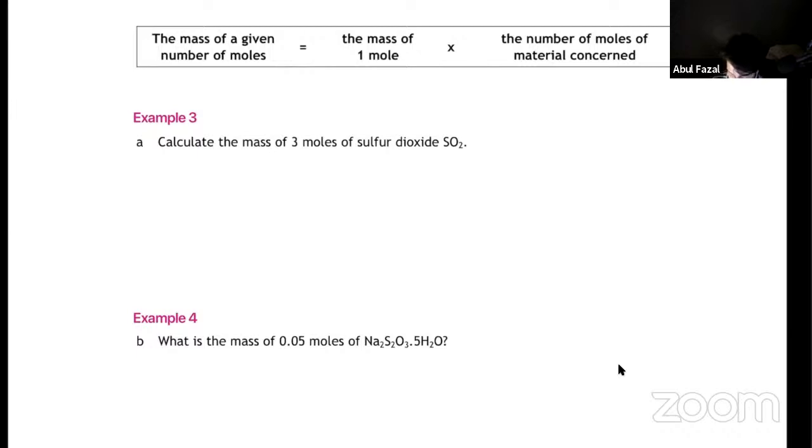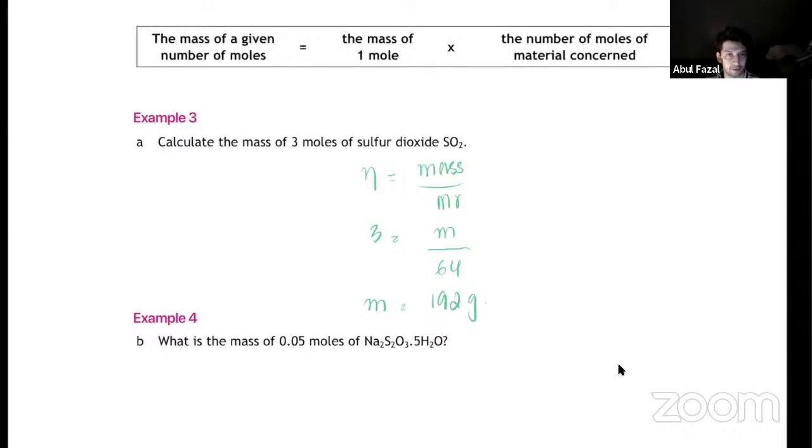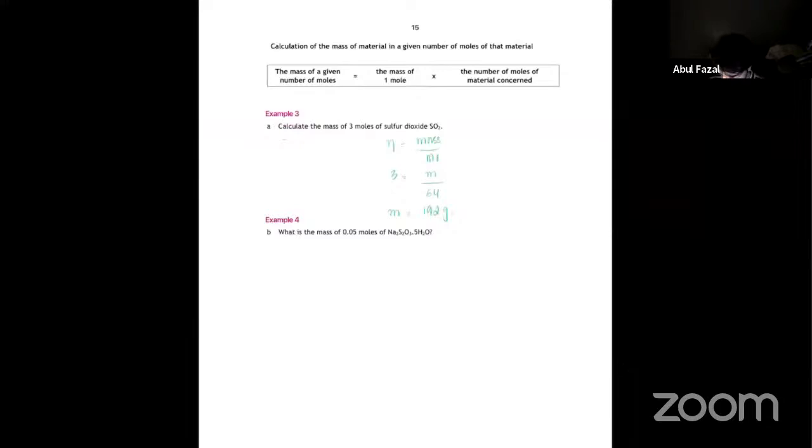Okay, let's try this question. What is the mass if 3 moles of sulfur dioxide are there? I like this green, so I'll continue with this. So it's just moles equals mass over the MR. 3 equals mass, which I want to figure out, and the MR is 64, I believe. 3 times 64 is 192. 192 grams. Brilliant. Okay. Easy.